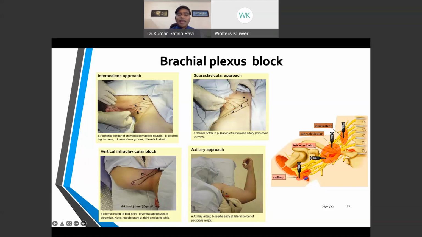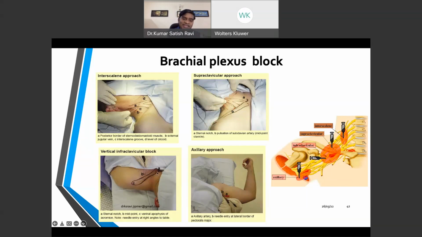Over here, you can appreciate this is the clavicle, right? The red color structure you can appreciate over here is the subclavian artery, right? And over here, this is the jugular notch or sternal notch, right? So when the injection is given over here, in the supraclavicular region, we call it the supraclavicular approach. Then there may be another approach, that is the vertical infraclavicular block.